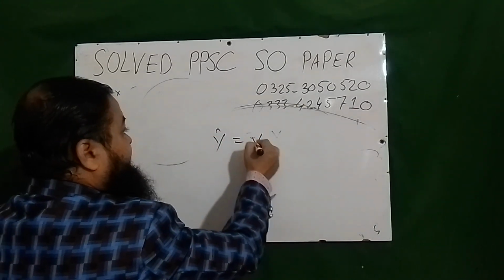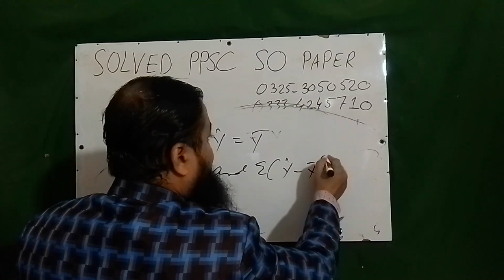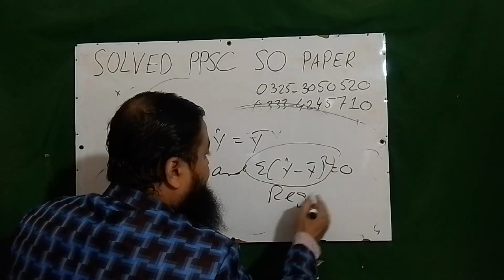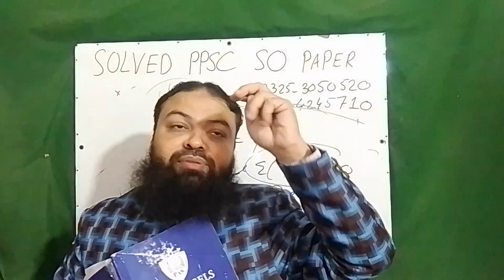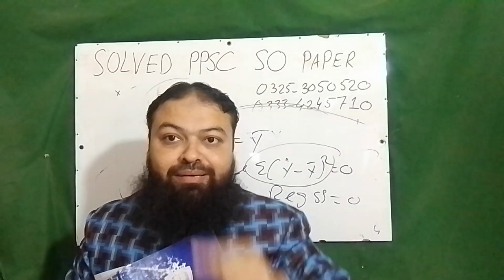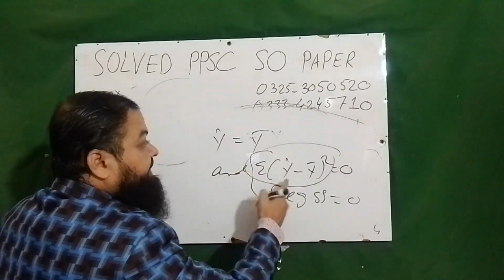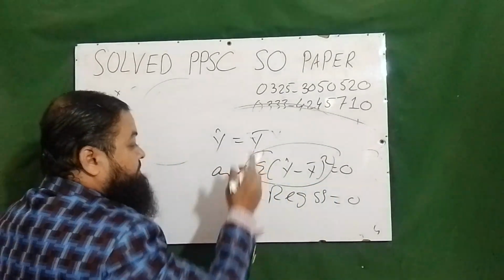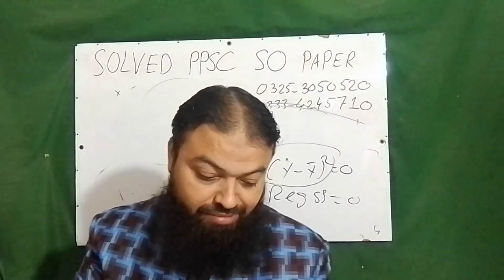y cap is equal to y bar and summation (y cap minus y bar) whole square is equal to 0, as I told you, it is regression sum of squares. And it is 0, it means no variation in y has been explained by all independent variables. The question can be asked: if regression sum of squares is equal to 0 and y cap is equal to y bar, then R square will be equal to 0. A very, very important concept.